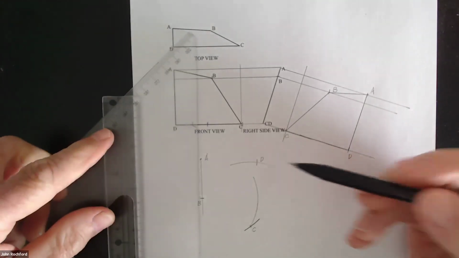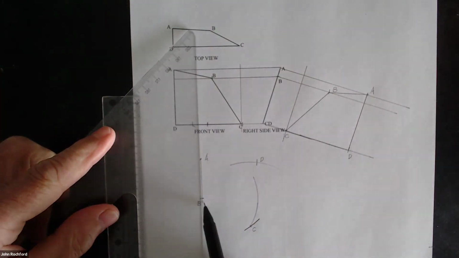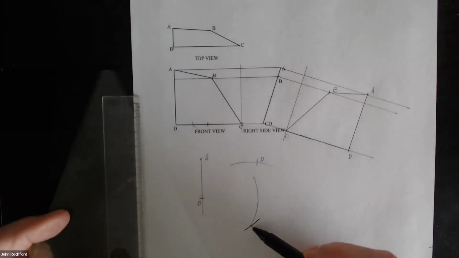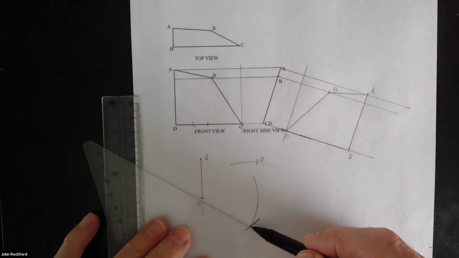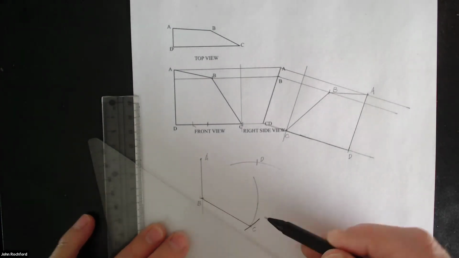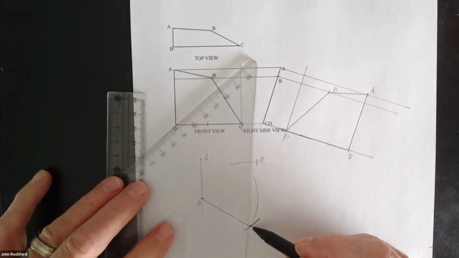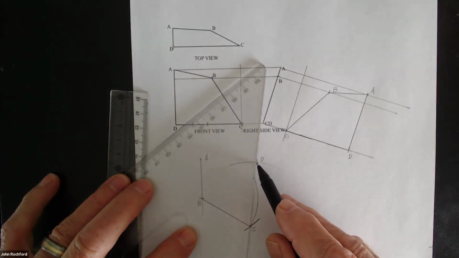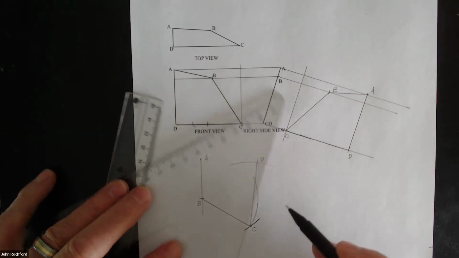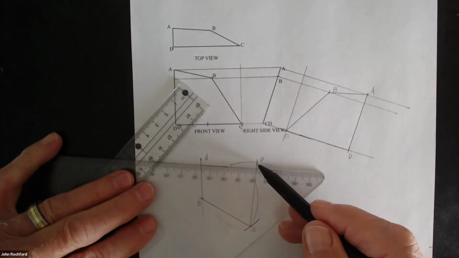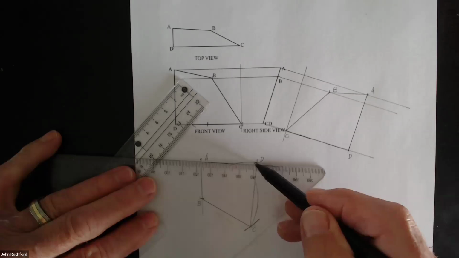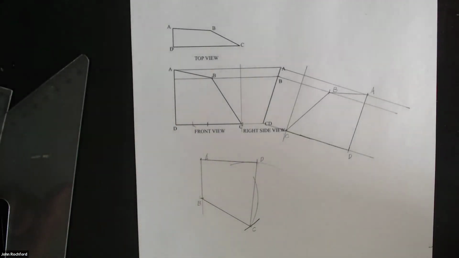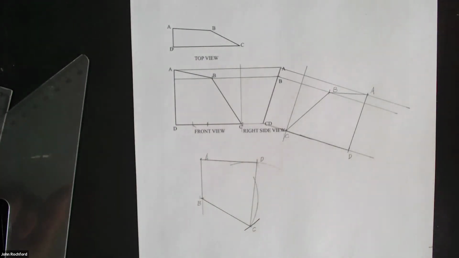Then you firm in, and that's the true shape of the surface A, B, C, D.